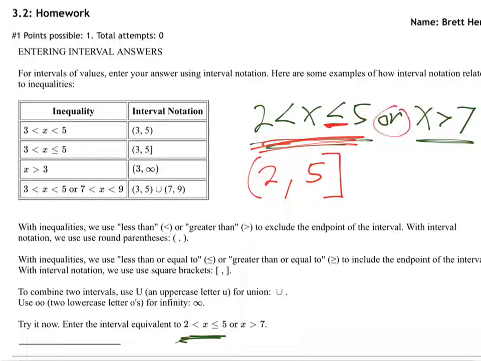And what do you do with the or? Yeah, that's the U. See how the or is the U? And now what do you do with greater than 7? Is that going to go negative infinity or positive infinity? Greater? Positive. Greater stuff goes to positive infinity, huh? So it's going to go parenthesis, right? Because there's no bar there. 7 to infinity. So you know about that all already, right? That's not really new for you.